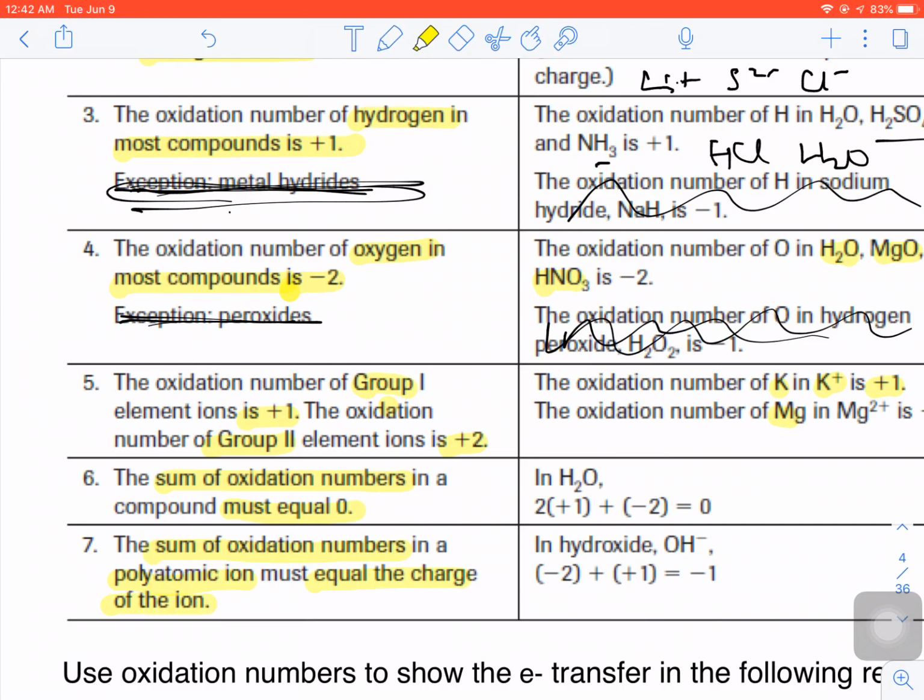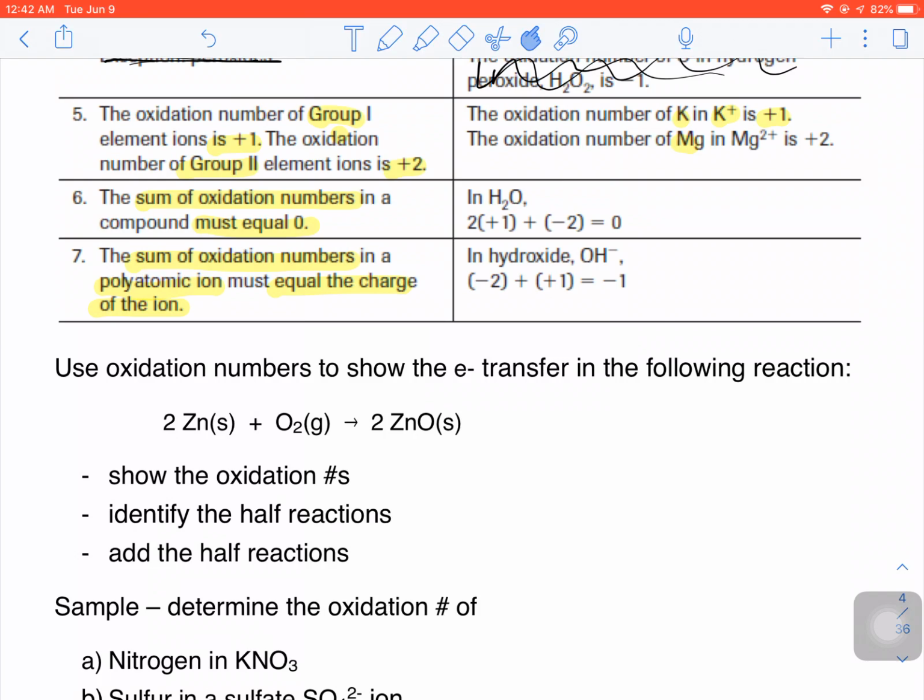Okay, so what are those 7 rules? How do we use them? So if I look at the question I've got here, I've got zinc reacting with oxygen to make zinc oxide. Zinc is on its own, so it's 0. Oxygen is an element on its own, it is 0. In the compound here, I see zinc oxide.